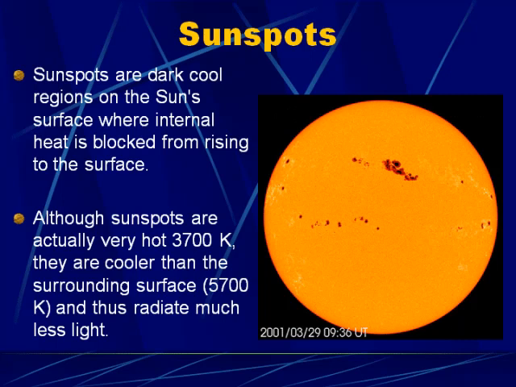Now, sunspots aren't actually black. They're very hot. They're about 3,700 degrees Kelvin. And because the surrounding surface is 5,700 degrees Kelvin, they appear to give off much, much less light. If you could see the sunspots by themselves without the surrounding photosphere, you would see the sunspots to be actually red hot.